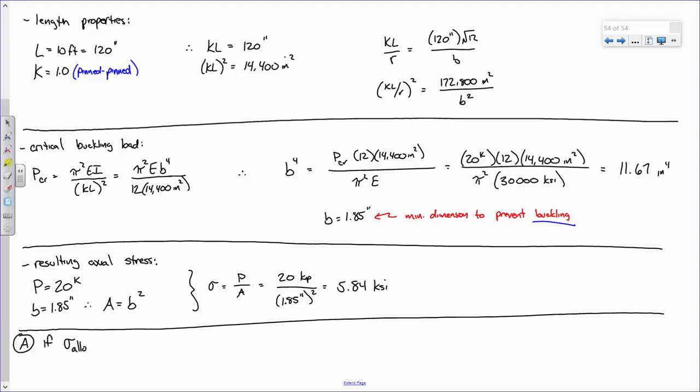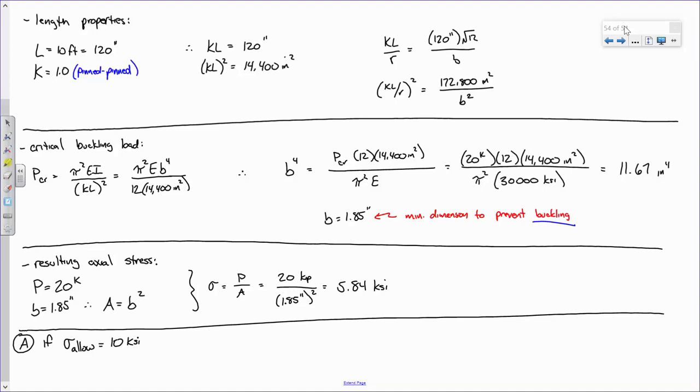Sigma allowable is 10 KSI. If sigma allowable is 10 KSI, I want everybody to pay attention. I'm going to ask you a question. If this is true, what is going to happen first? Are we going to buckle the column, or are we going to crush the column?